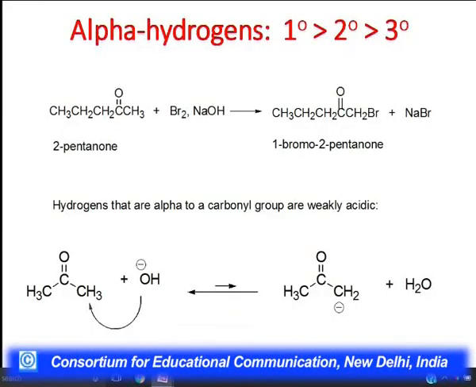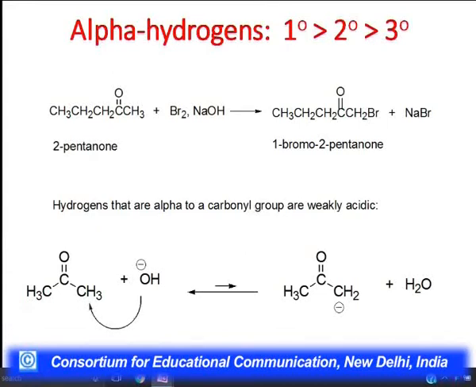Now let us look into the mechanism in the basic medium. Before going on to the mechanism of the basic medium, let me clarify two things. The alpha hydrogens can be primary, secondary or tertiary, that is, the carbon which is attached to the carbonyl group may have one or two hydrogens, in which case it is a primary hydrogen. It can be attached to two carbons, in which case I'll say that it has a secondary hydrogen, and if it is attached to three carbons, it will not have a hydrogen.